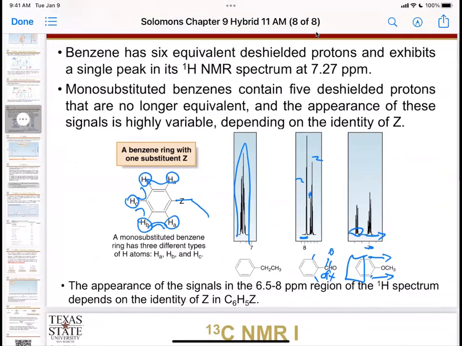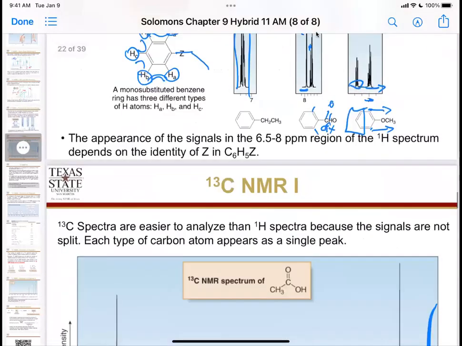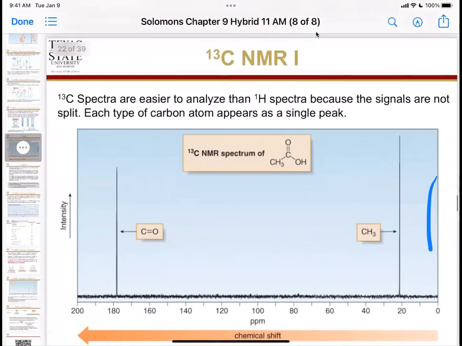Okay. Now we're going to shift gears and talk about carbon NMR. So this activity, again, the benzene stuff is one of those things that might show up on an exam. So look at that slide a couple of times before an exam, and you'll do fine. Okay, so next is going to be carbon NMR.